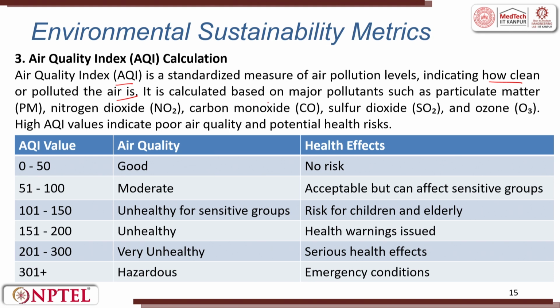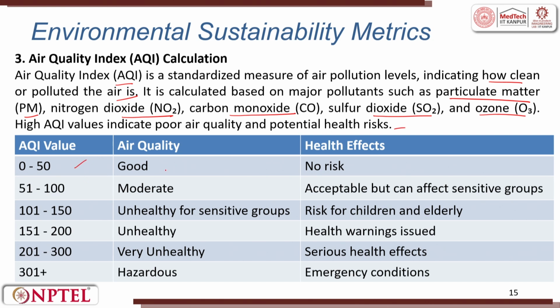So it is calculated based on major pollutants such as particulate matter, PM. We have PM levels, PM10, PM2.5 or so, nitrogen dioxide, then carbon monoxide, sulfur dioxide, and ozone. High AQI values indicate poor quality of air and potential health risks. So there are AQI values.